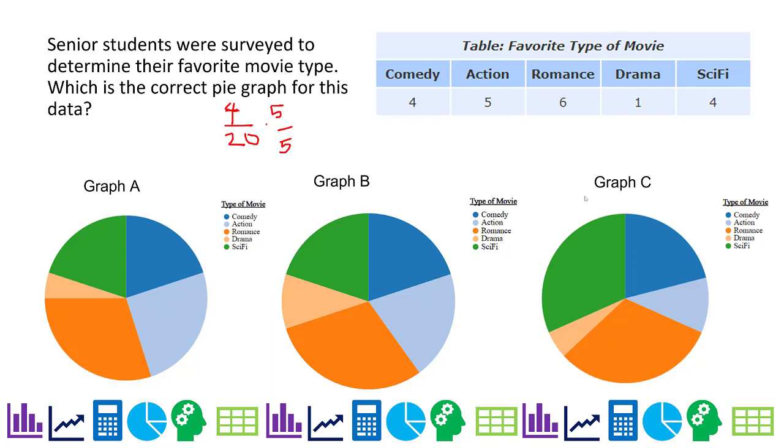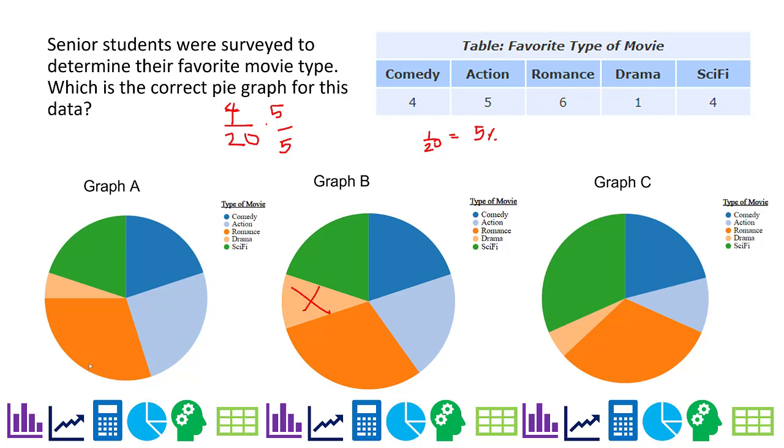So these all look pretty good on the blue one. In fact, I probably wouldn't check that one because they look really similar. Maybe check this light orange one, drama. 1 out of 20. 1 out of 20 is 5%. You could get that by dividing, and you would get 0.05, and that would be 5%. So 5% is pretty small. Pretty sure it's not graph B. This looks a bit small.